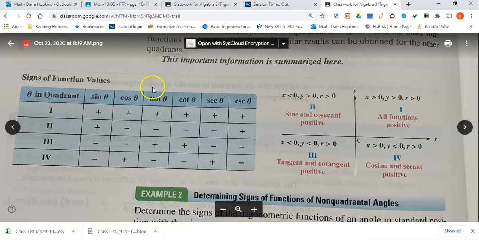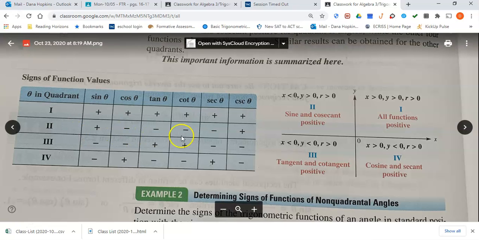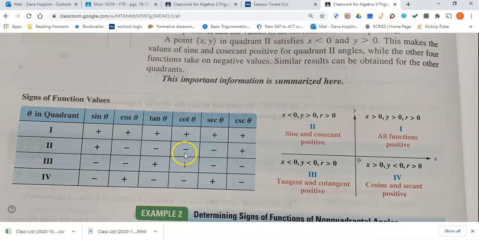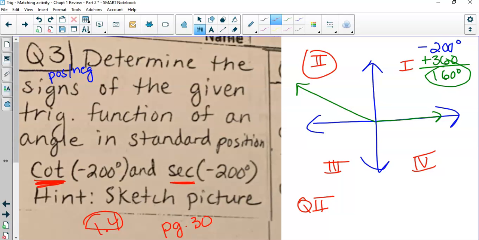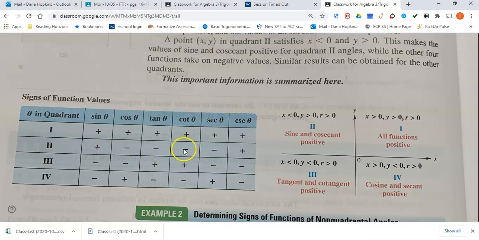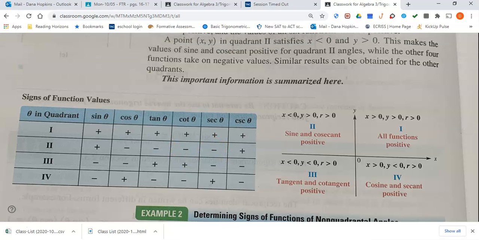So here's my chart. This again is page 30, section 1.4. So here's cotangent. If you look at quadrant 2, the cotangent is negative. And in quadrant 2, the secant is also negative. So in quadrant 2, the cotangent and the secant are both negative.